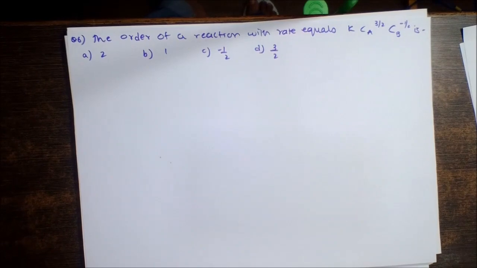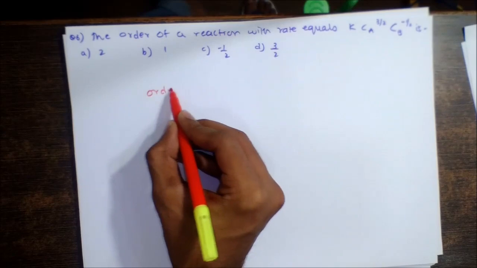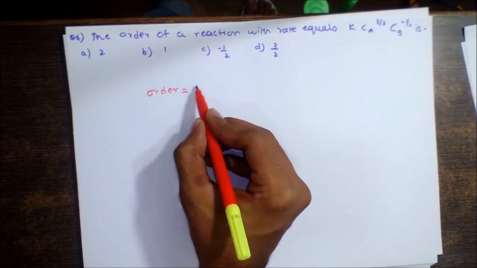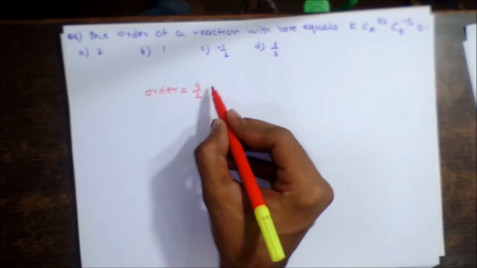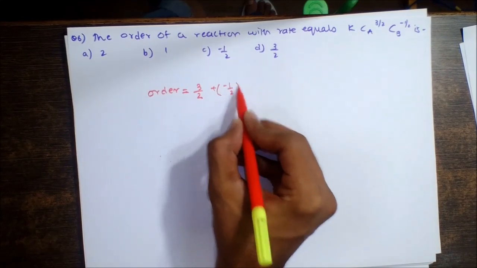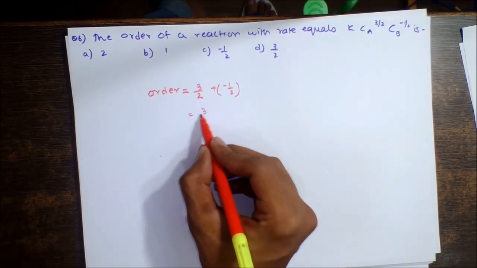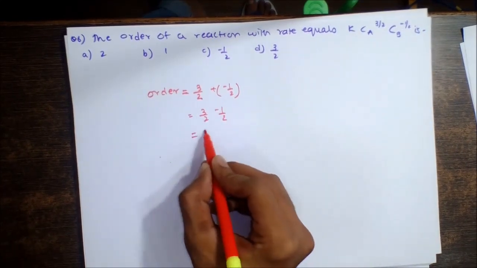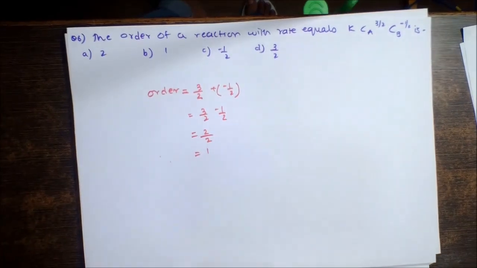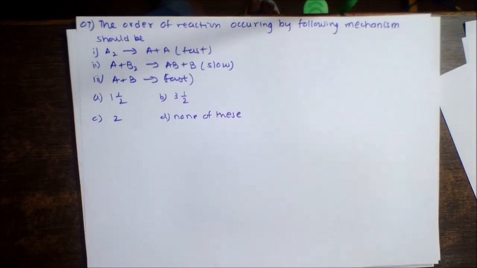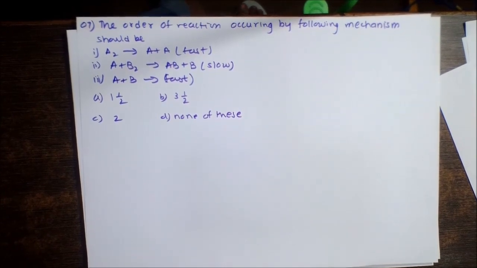Question 6. The order of a reaction with rate equals k [A]^(3/2) [B]^(-1/2). Now order for this would be 3 by 2 plus minus half. That will be 3 by 2 minus half, which will be equal to 2 upon 2, which will be equal to 1.